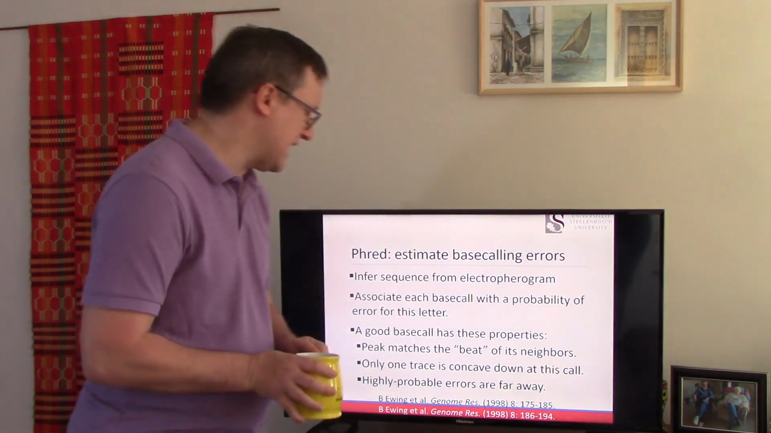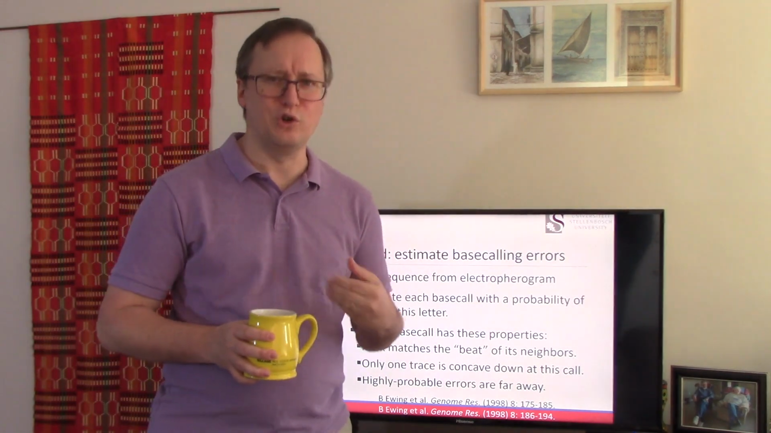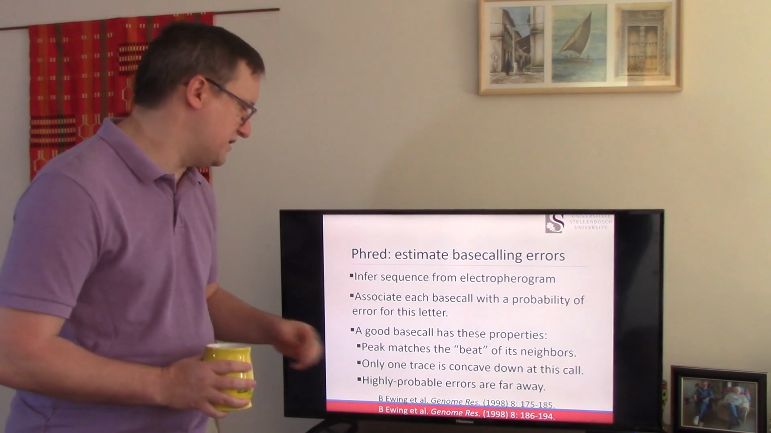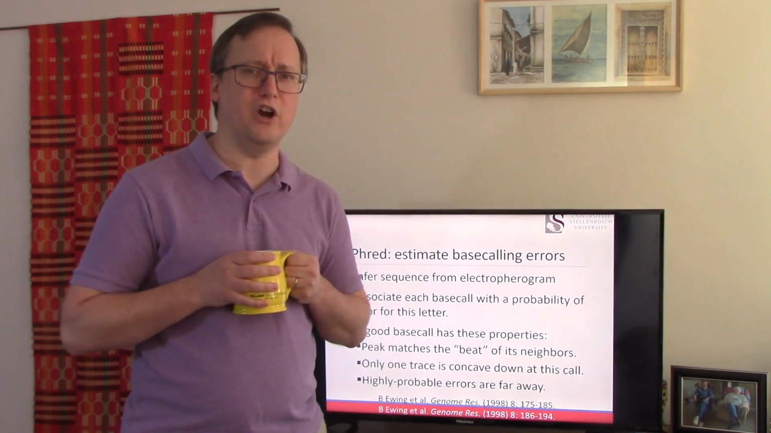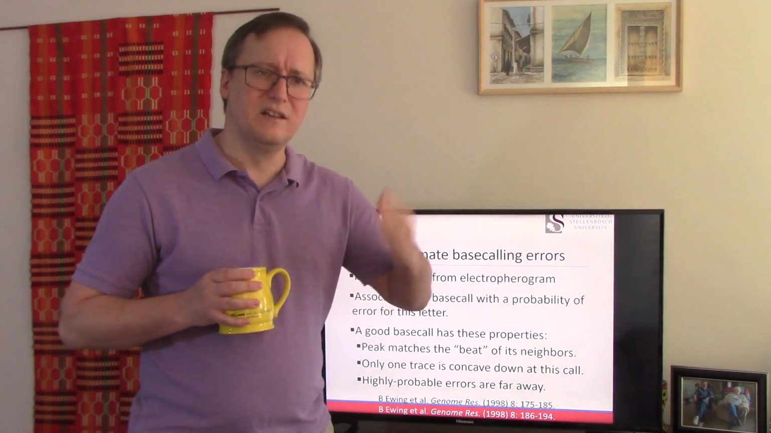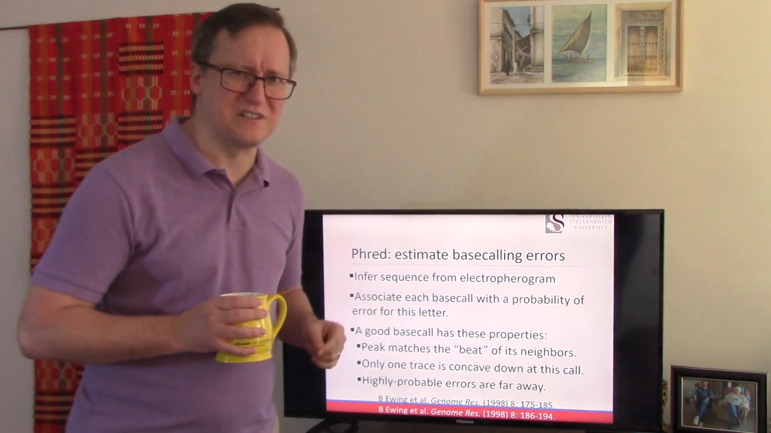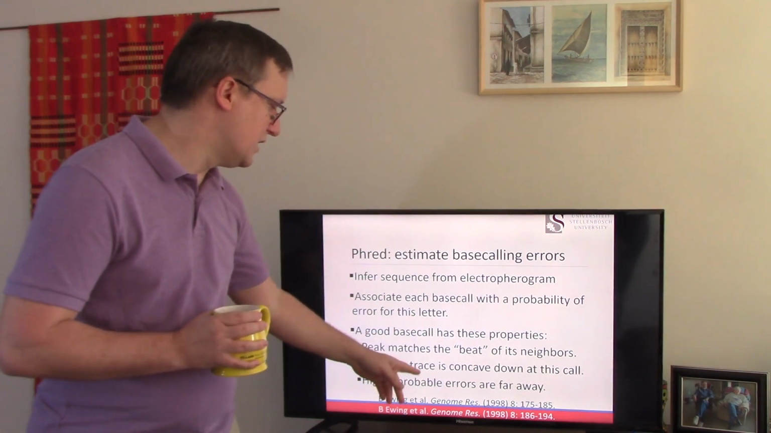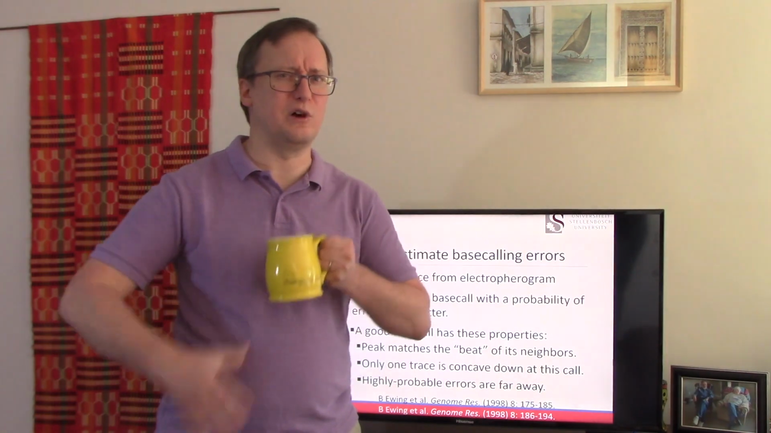So how do we do that? We start with trying to define what a base call should look like. We start with the declaration that each peak that we see in an electropherogram should match the beat of the peaks around it. We're going to talk a little bit more about that as we discuss Fourier transforms in a moment. Only one trace is concave down at this call.